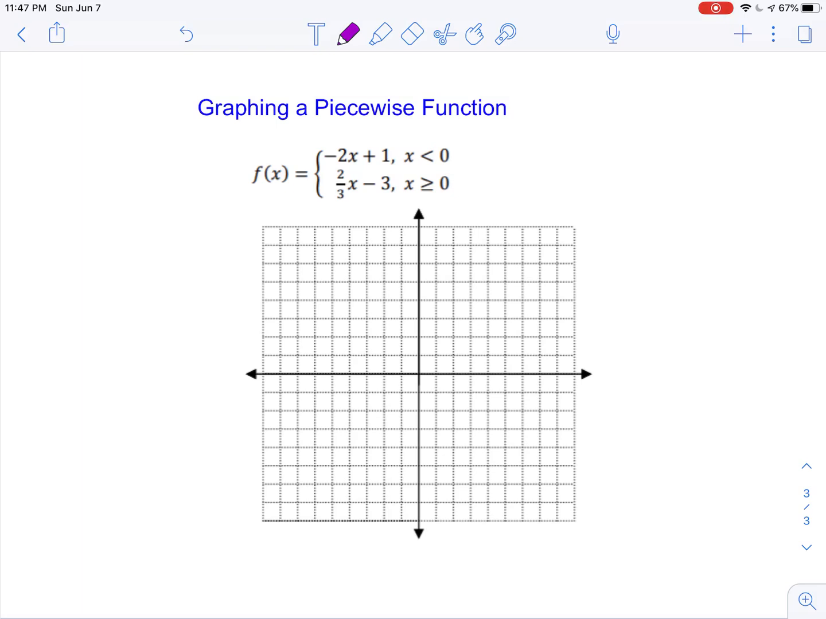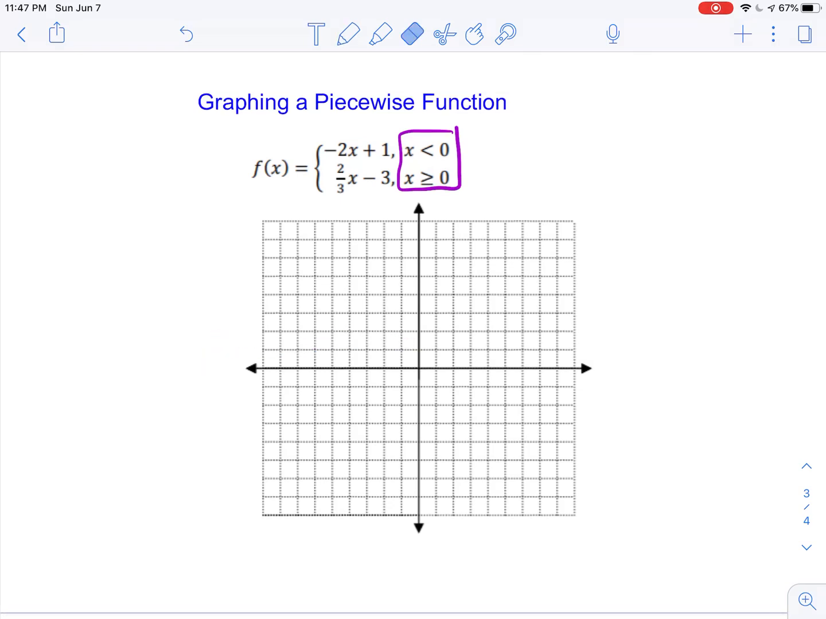Okay, so the last thing we have to talk about is graphing a piecewise function. How do we do that? Well, again, we have to pay close attention to these restricted domains. Which one satisfies which domain? So for -2x plus 1, we have to draw that equation for x is less than 0. So that means I'm going to be drawing that part of the equation everywhere on that side of my graph.